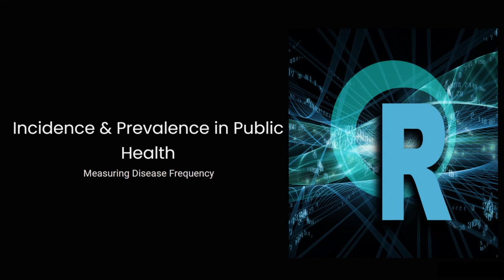In epidemiology, one of the most important tasks is measuring how common a disease or condition is within a population. Two key measures used to describe disease frequency are prevalence and incidence. These metrics help public health professionals monitor population health, identify emerging problems, and evaluate the impact of interventions.